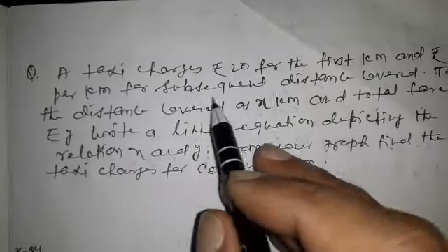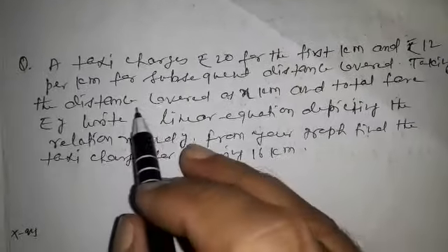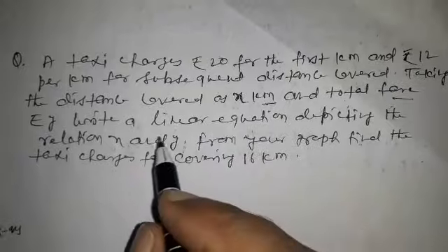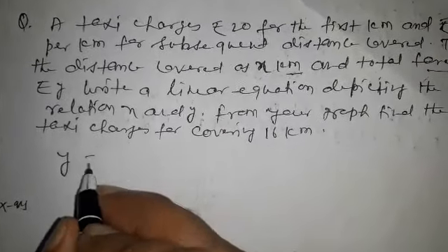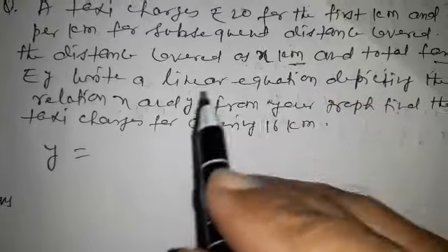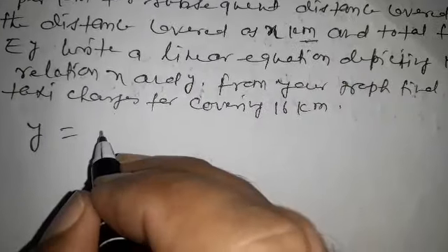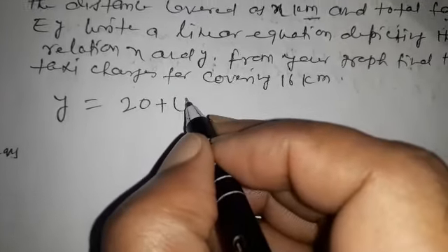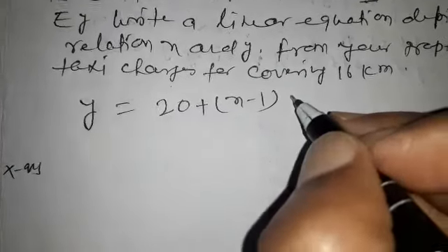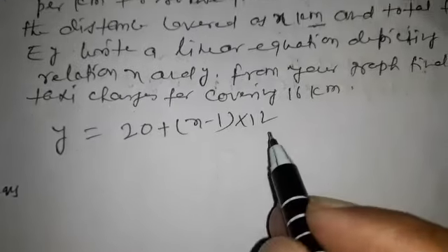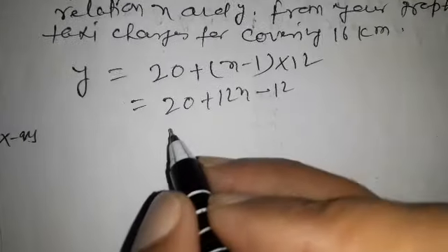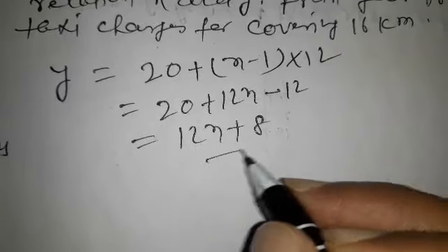And rupees 12 per kilometer for the subsequent distance covered. Taking the distance covered as x kilometers and the total fare as y, write a linear equation. So the total fare is y and x shows the distance travelled by the person. For the first kilometer, the person pays rupees 20. So 1 kilometer is already covered. Now the remaining distance is x minus 1 and the rate per kilometer for the remaining distance is 12, so it is multiplied by 12, because y is the total fare. So 20 plus 12x minus 12, which is equal to 12x plus 8.